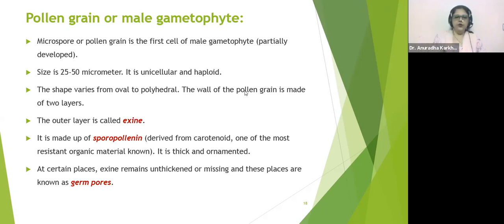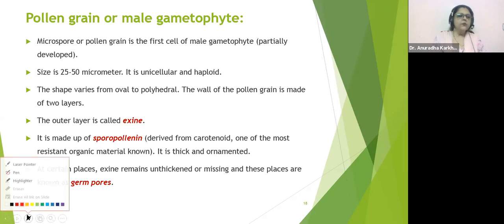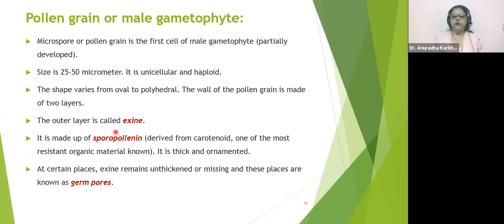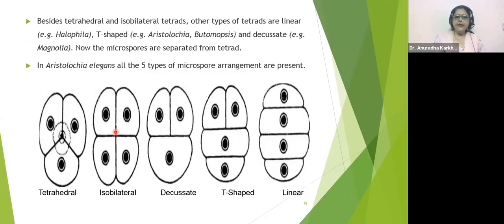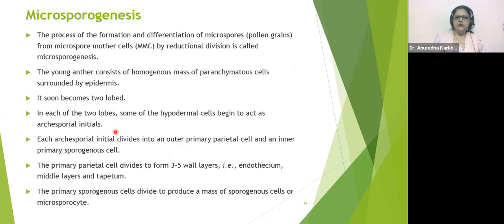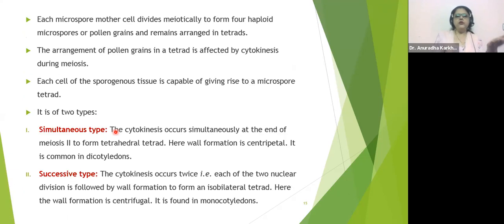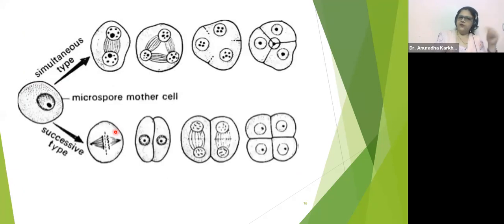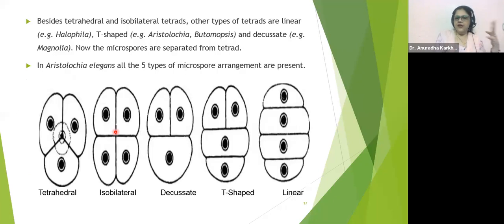Okay, so here now, beta, we have completed till here, right? Microsporogenesis we had started and we had completed that, how the spores, microspores or pollen grains are going to be formed. So here we have seen simultaneous types, successive types, the diagrams we saw, and the 4 different arrangements.